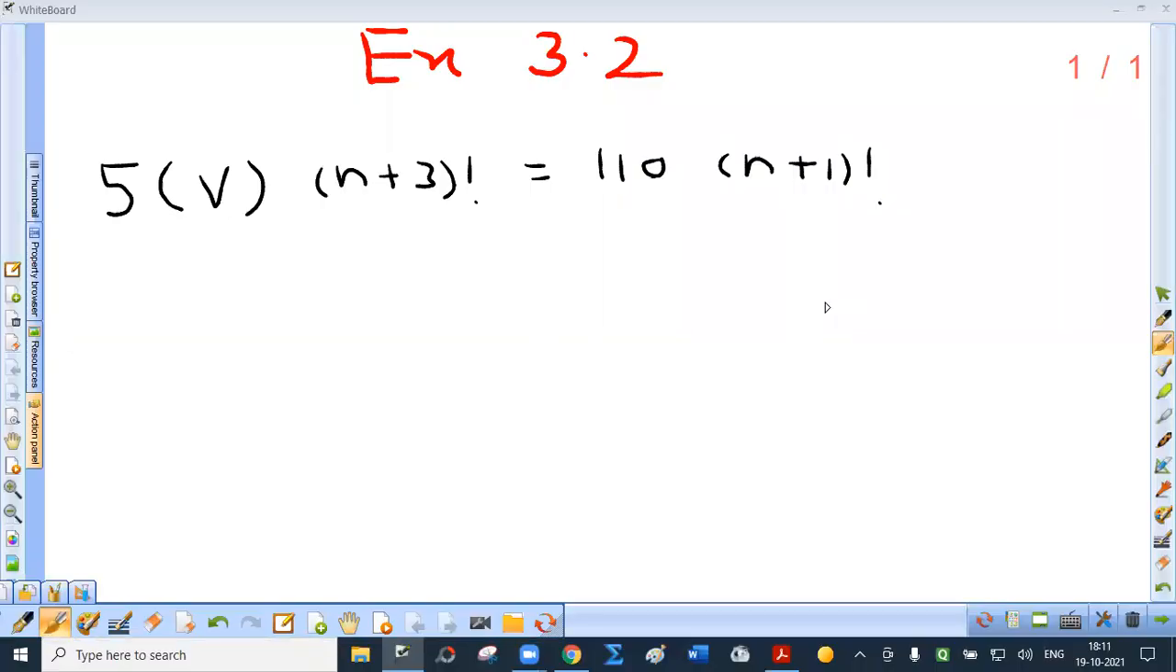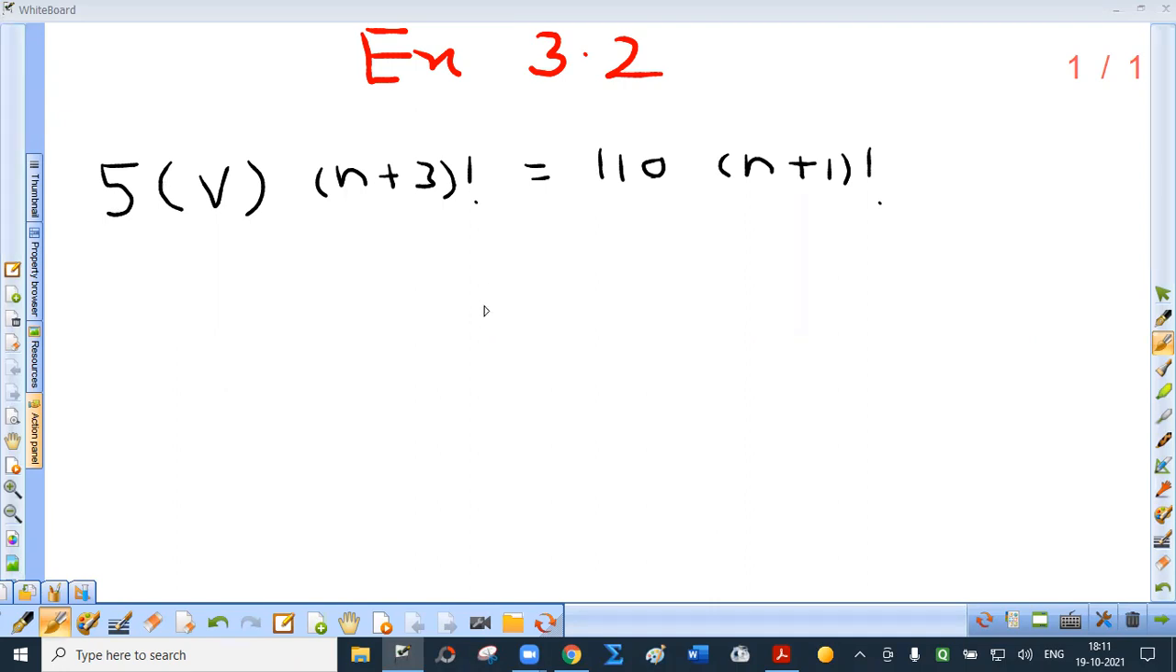In the last lecture, we discussed factorial notation. We will not be solving all the sums from 5th to 10th. I'll let you know. We will be solving the 5th sub question from question number 5. Prove that n plus 3, in fact, we are asked to find n, not prove that. Find n if n plus 3 factorial is 110 into n plus 1 factorial.